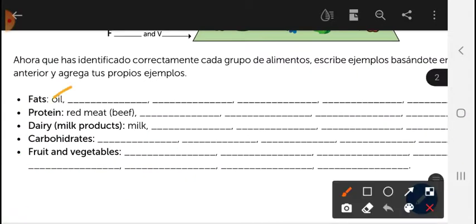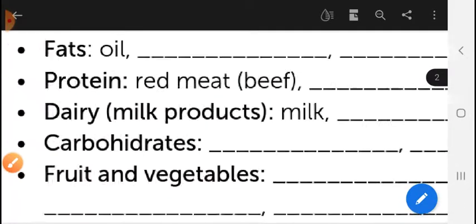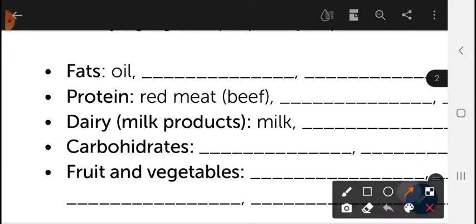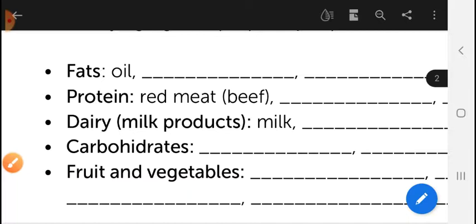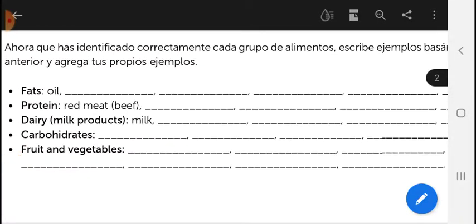So here are the names: fats, protein, dairy, carbohydrates, fruits, and vegetables. Listen and repeat. Those are the groups of the food pyramid that we're studying. Fats, protein, dairy, carbohydrates, fruits and vegetables. Okay, now in this part you have to write examples of those groups of food.